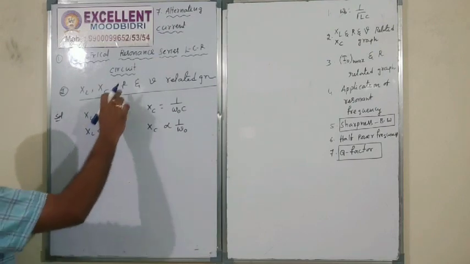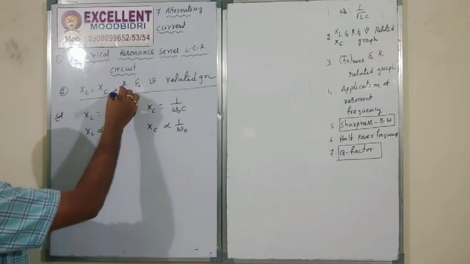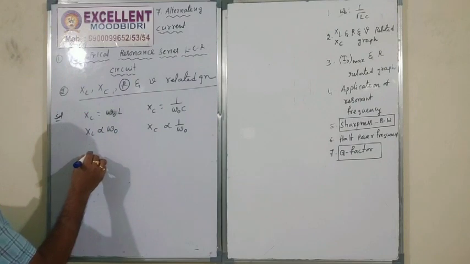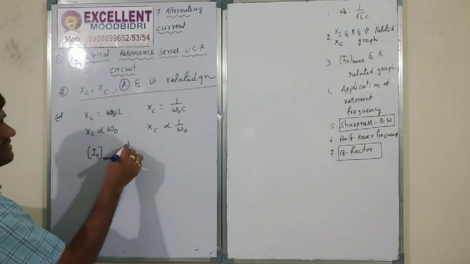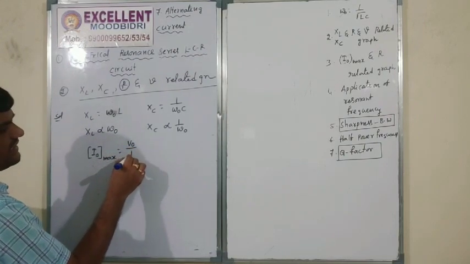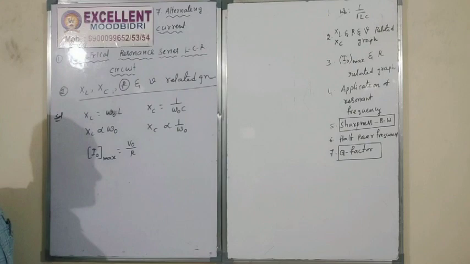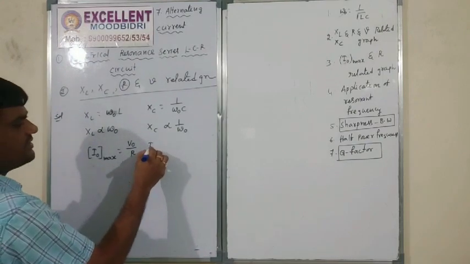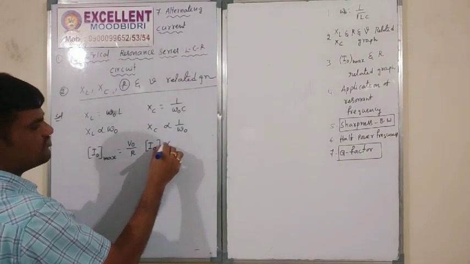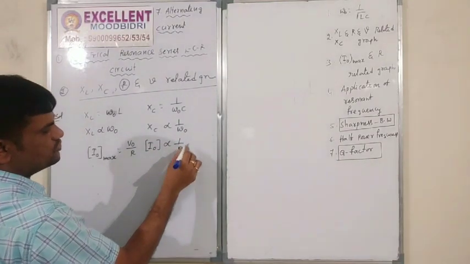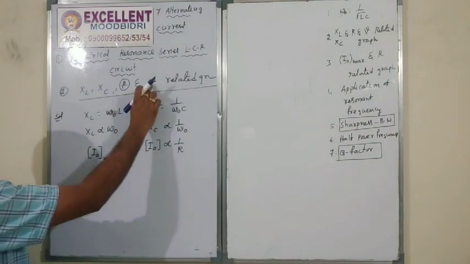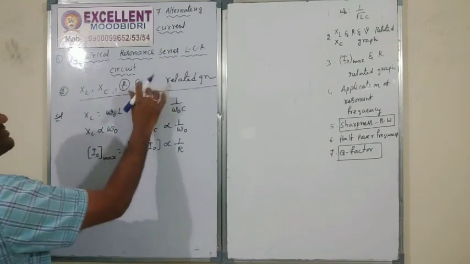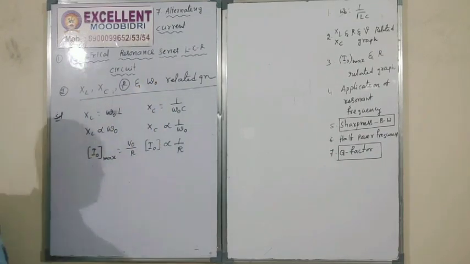Then R. So this is for the I naught maximum purpose. What is the formula? I naught is V naught by R, that means I naught is inversely proportional to R. Here I have given frequency, this one is also frequency, no problem. This is omega naught, you can take it, no problem.